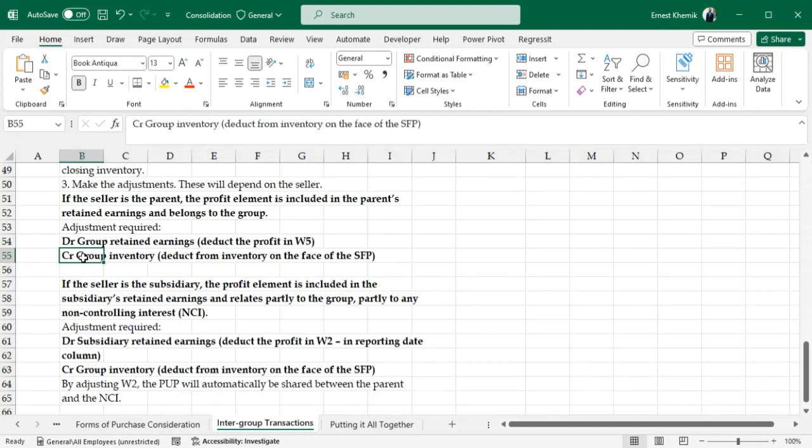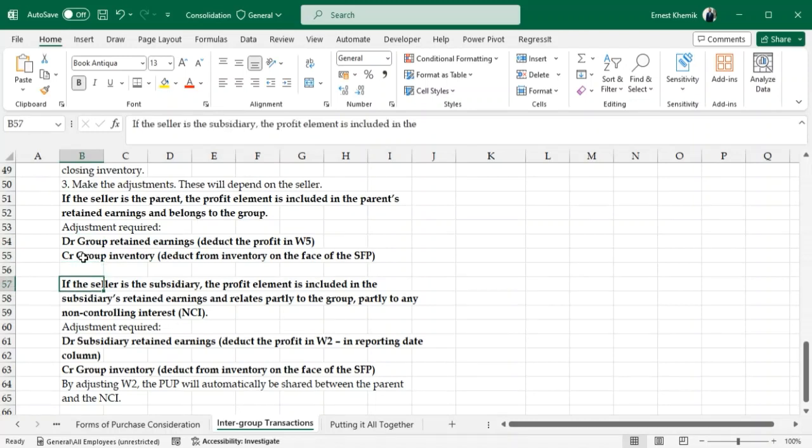We do this with the deduction of the inventory on the face of the statement of financial position. But the group retained earnings, as I've already covered, is workings 5. So we are going to subtract it from our group retained earnings, which is workings 5. That is if the seller is the parent.